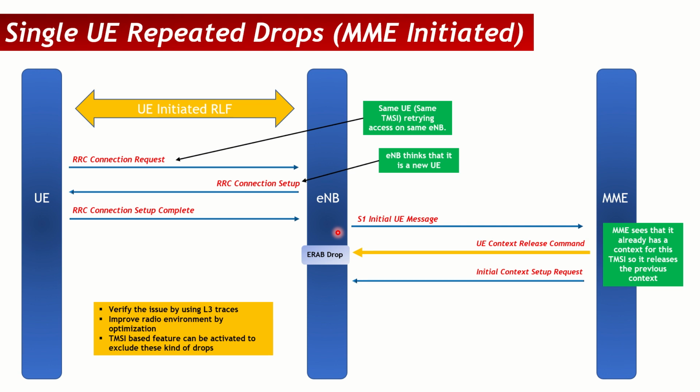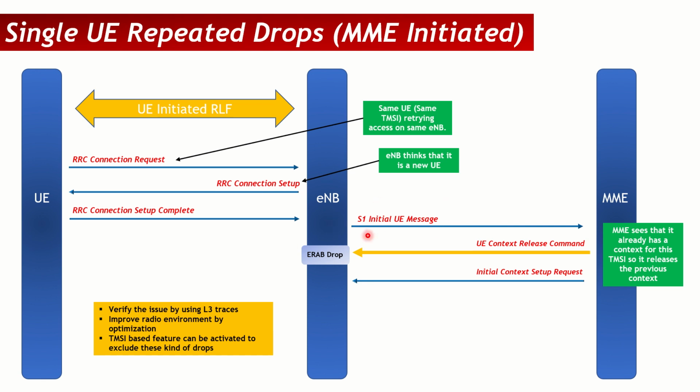So in this scenario, we can enable those algorithms, but in order to find this by ourselves, we would need to put L3 traces. From the level 3 traces, we can look into the RRC connection request or the S1 initial UE message and see if the drops are coming from the same TMSI. If they are coming from the same TMSI, then such features can be optimized, and these algorithms can help in excluding these kinds of failures.